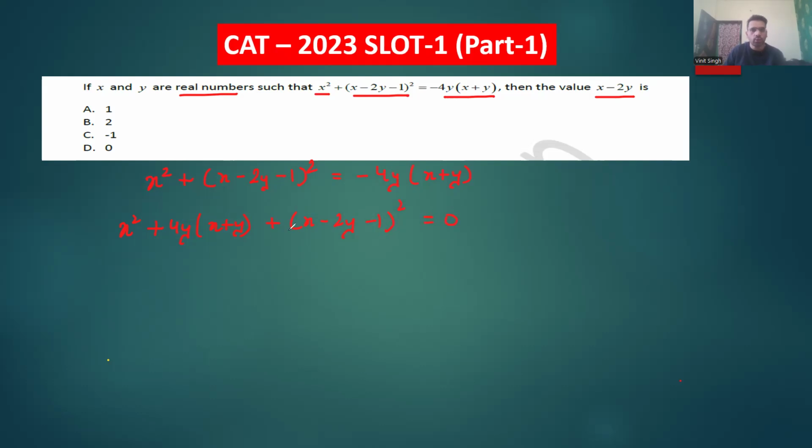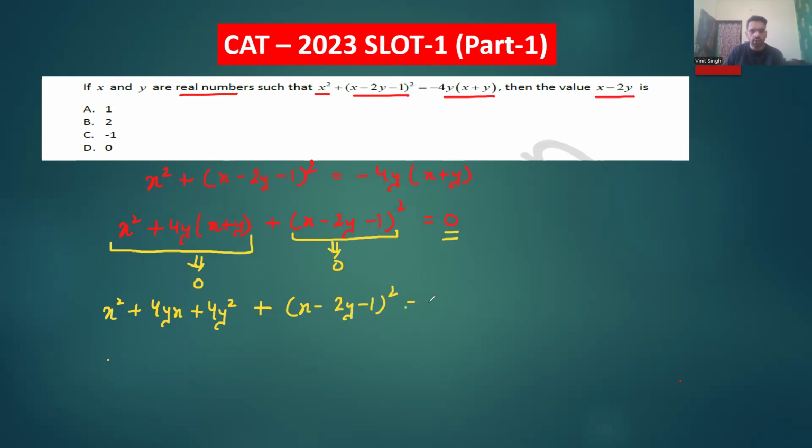is equal to 0. Now see, these are whole square terms, and if we convert this equation into whole squares, then both terms are equal to 0, because the sum of 0 plus 0 is equal to 0. Now the first thing we have to understand is to make this equation in the form of a whole square. So first of all, we will open the bracket, then we will get x square plus 4yx plus 4y square plus (x minus 2y minus 1) whole square is equal to 0.